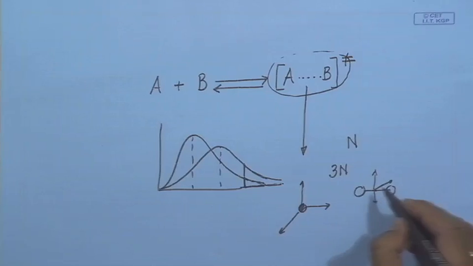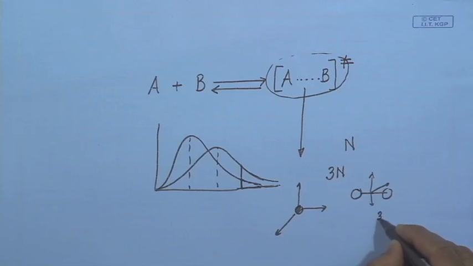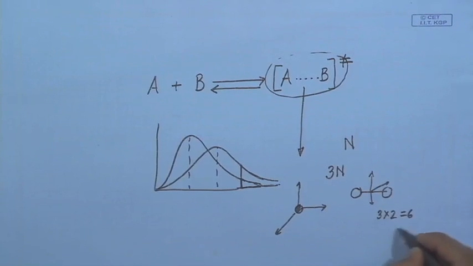Since this has 2 atoms, it will have 3 into 2, altogether 6 degrees of freedom, of which 3 will be translation. So, minus 3. That means you have got rotation plus vibration equal to 3, of which let us try to find out how many rotational modes and how many vibrational modes are there.